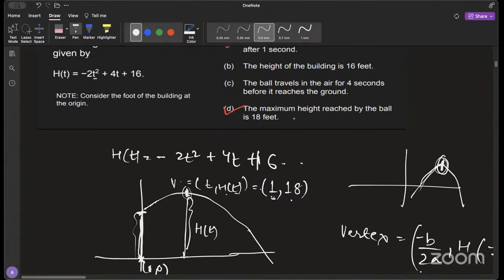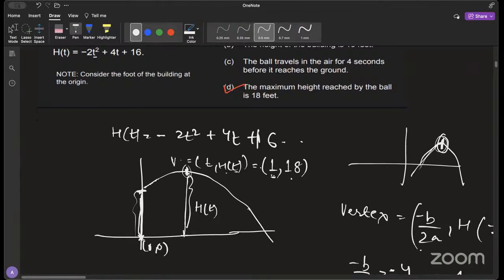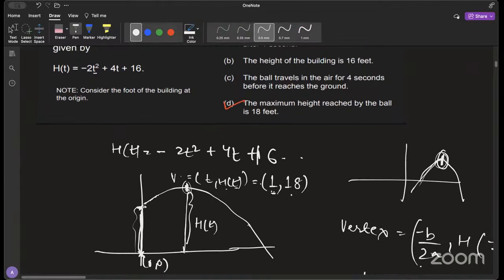Let's work on the other two options too. One is about the height of the building. So the height of the building is this, right? And for that, you need to find this point, so obviously 0 comma something, because your x coordinate is obviously 0 here.